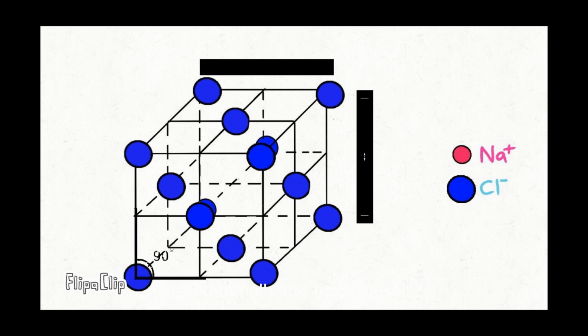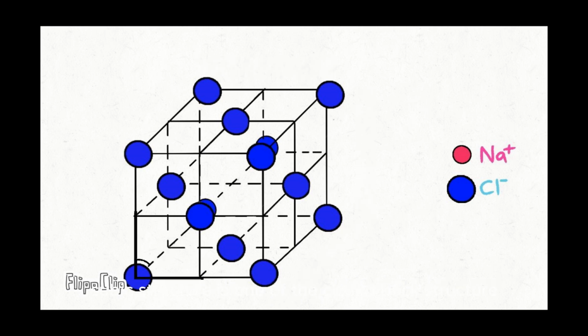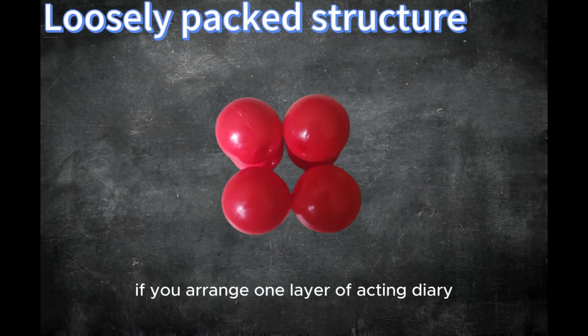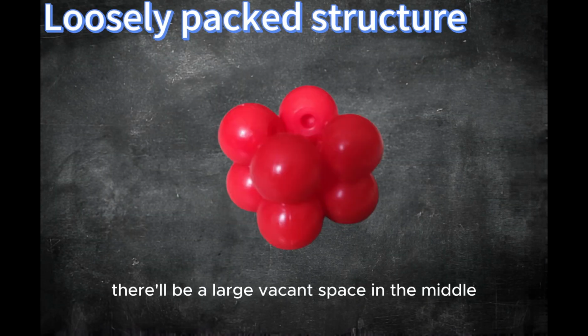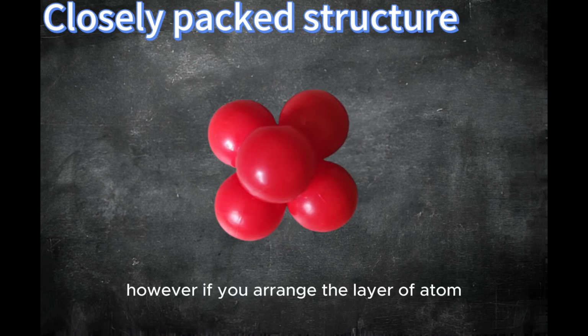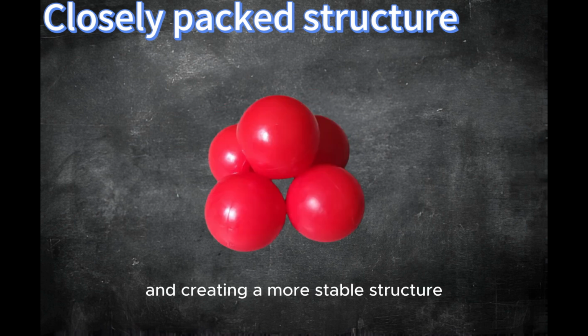Additionally, the face-centered cubic structure is one of the close-packed structures, where the arrangement of the atoms is in a way of high packing efficiency. Let me illustrate this with a model. If you arrange one layer of atoms directly on top of another layer, there will be a large vacant space in the middle. However, if you arrange the layers of atoms so that they are staggered, the spacing in the structure will be reduced, leaving less vacant space and creating a more stable structure.